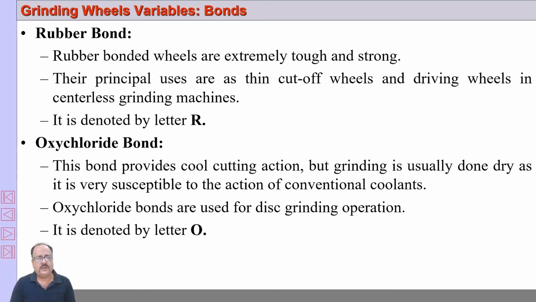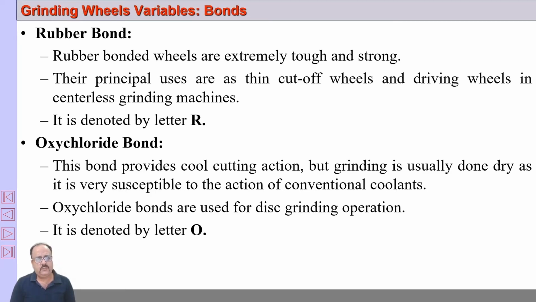Now, rubber bond is denoted by letter R. It is an extremely tough and strong bond and normally used for cut-off wheels. Rubber bond is also used as a support wheel, as a driving wheel in centerless grinding. We'll learn what centerless grinding is later.